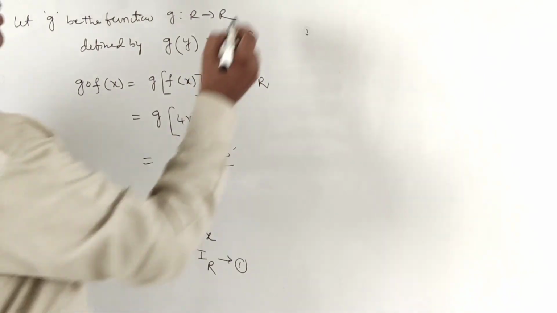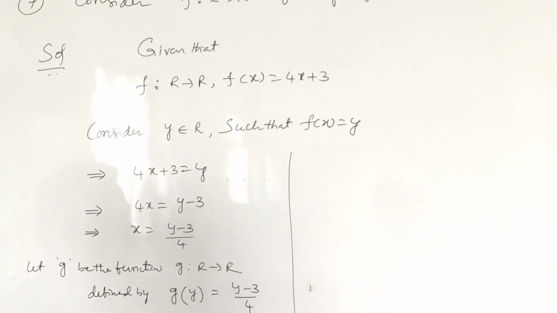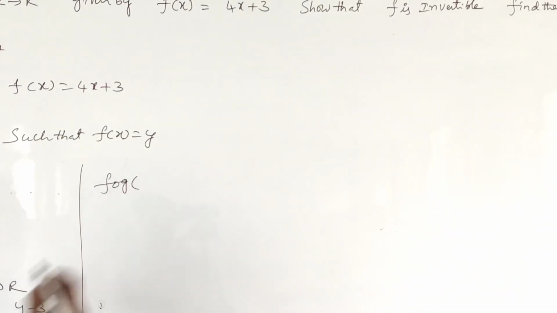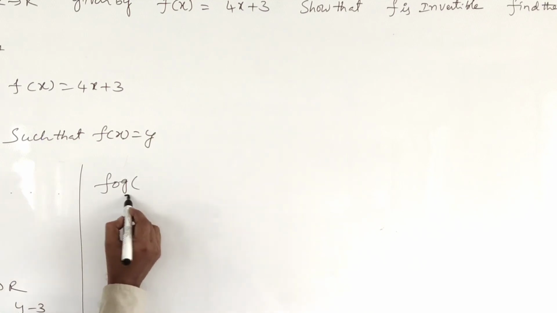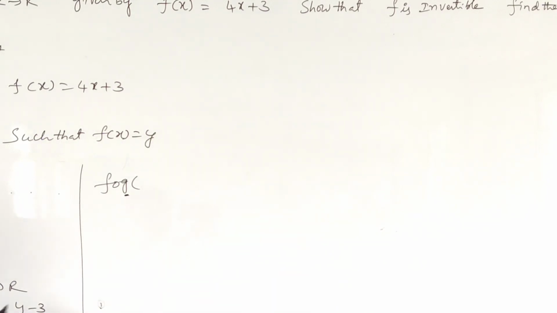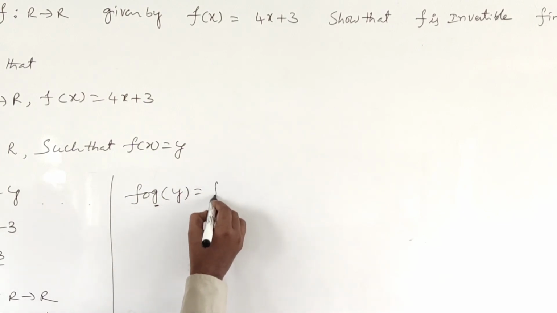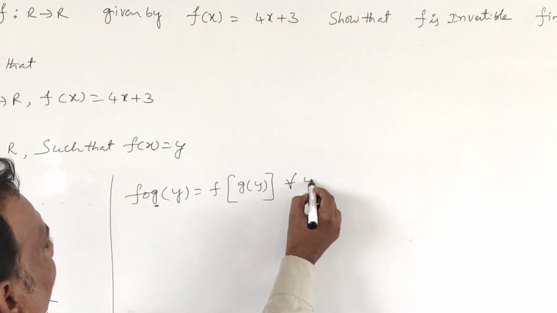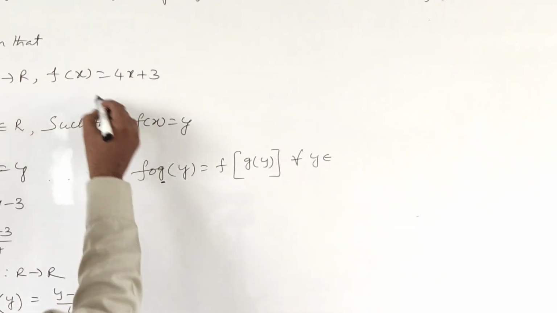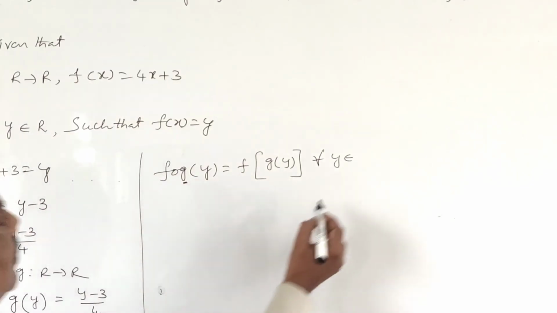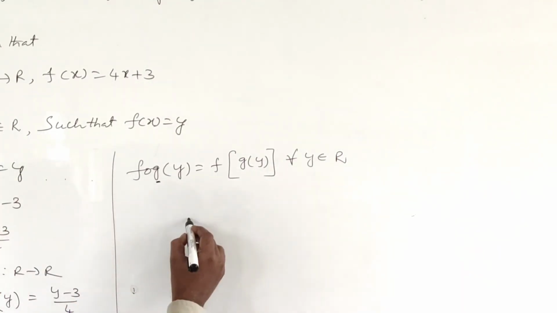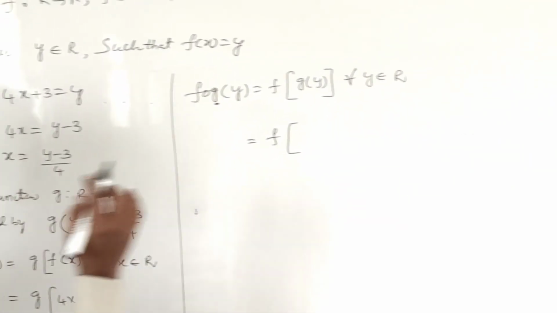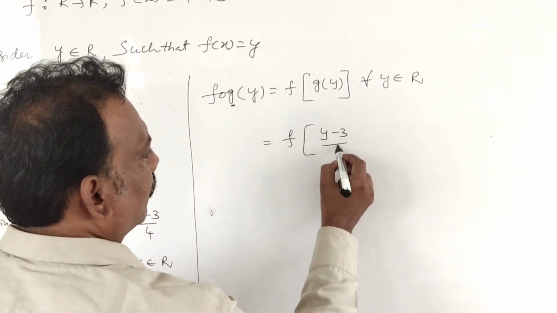So this is equation 1. Clear, students? Now we have one more composite function with f and g. g circle f exists, f circle g is also possible. For f circle g, don't write x here because the last function is g. g value is in terms of y. So you are going to write y. So f of g of y for all y belongs to, y value belongs to whom? Real numbers. That means in the codomain. Correct, students?